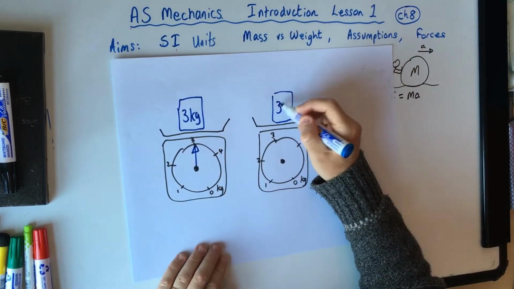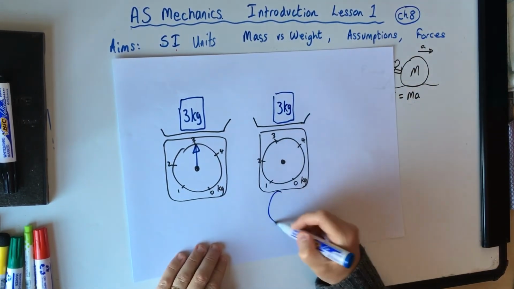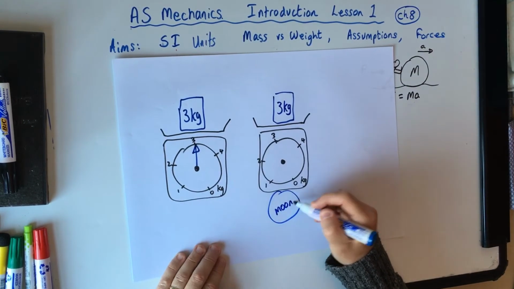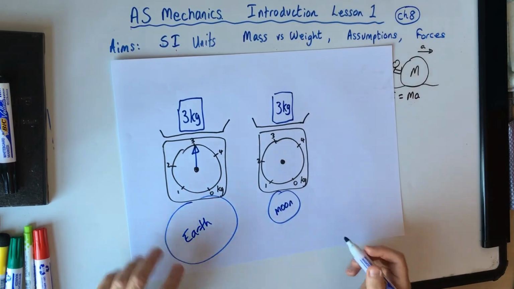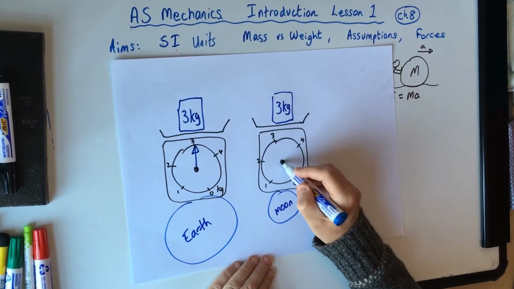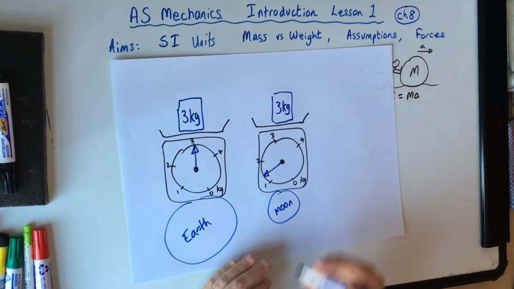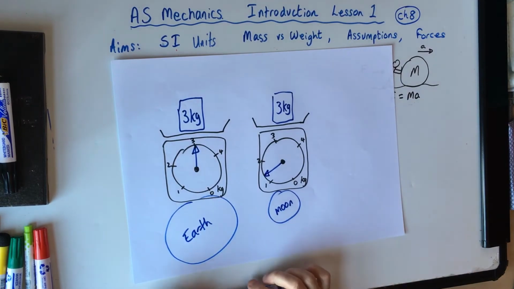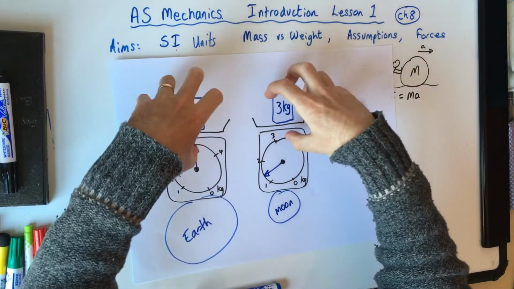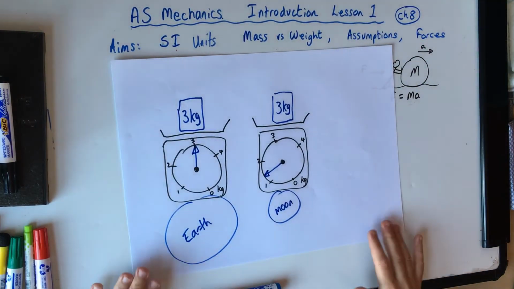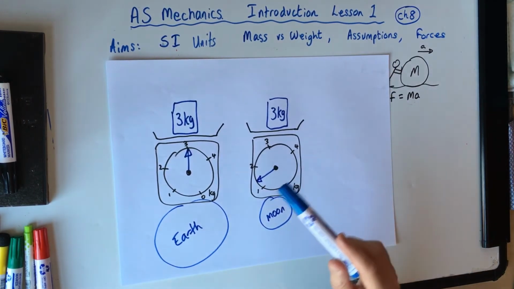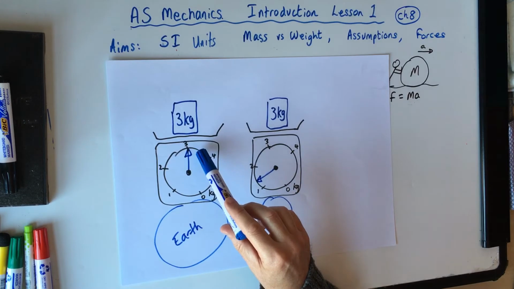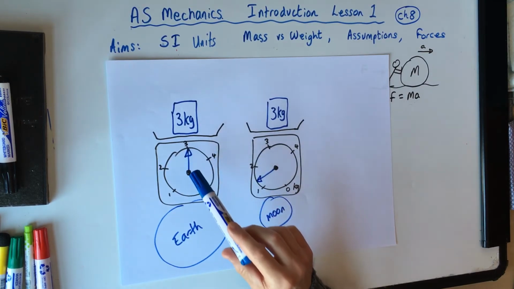But when I stick it on, when I'm sat on the moon, there's the moon, and this one is on the Earth, then this will only ping round to about here, about 500 grams. And that's because, although it's the same mass, on the moon the gravity is about 1/6 of that on the Earth.